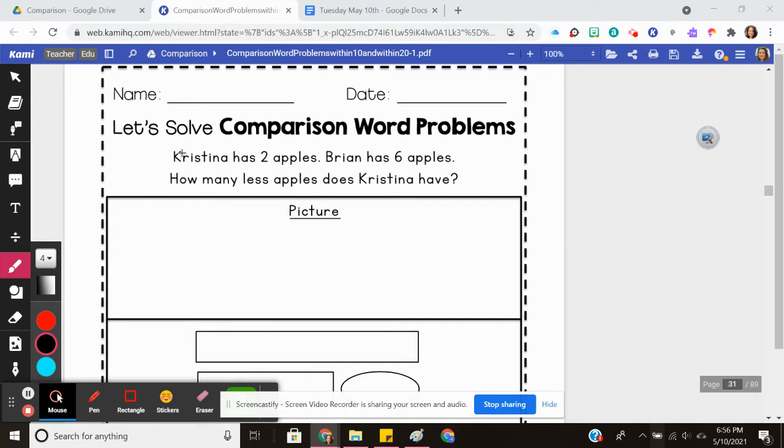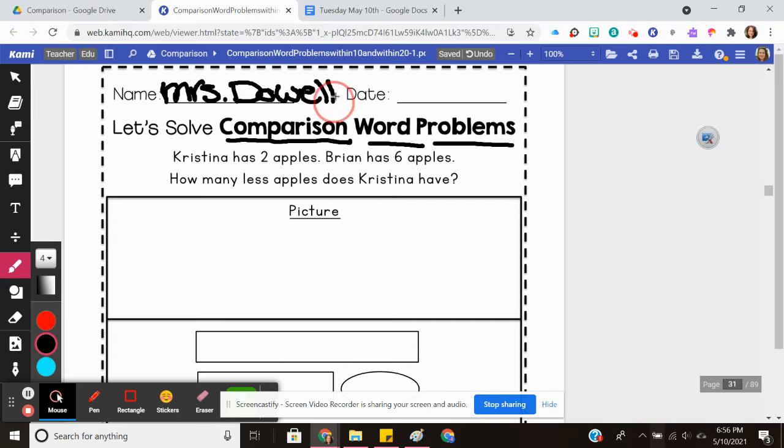I'm just going to quickly remind you about how to fill out the comparison word problems. Okay. First, I'm going to write my name on my paper. So I'm going to write Mrs. Dowell. And then I'm going to write today's date, which is going to be 5/11/21.